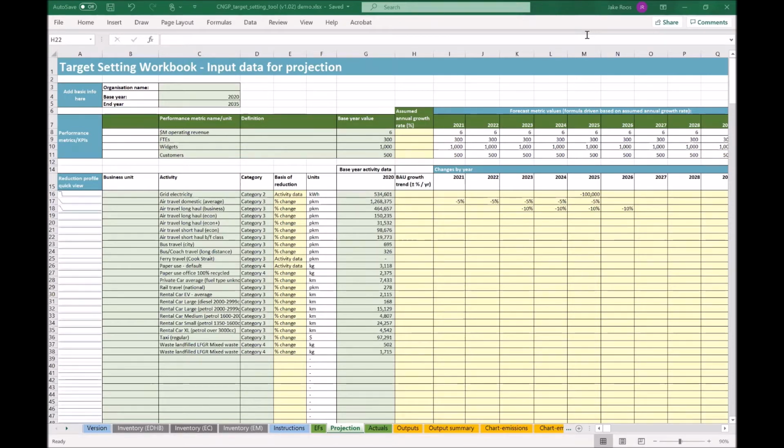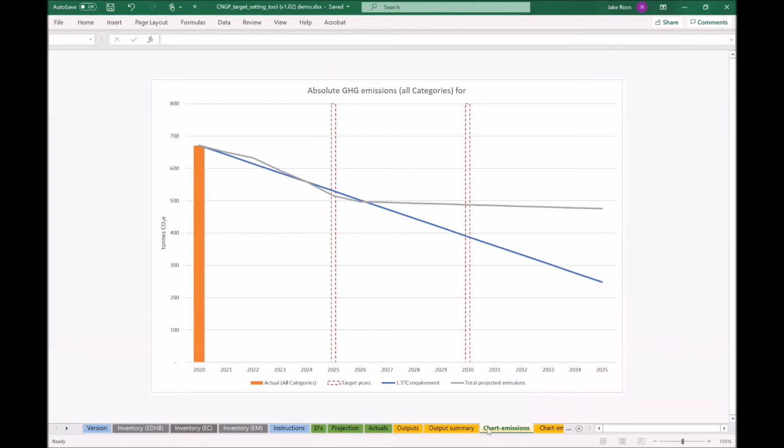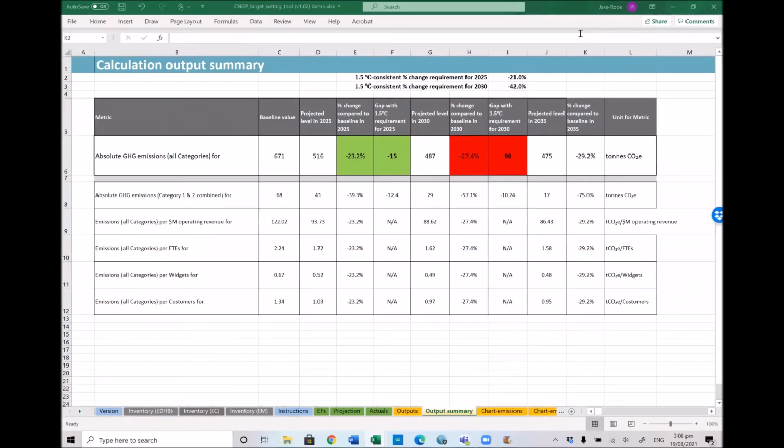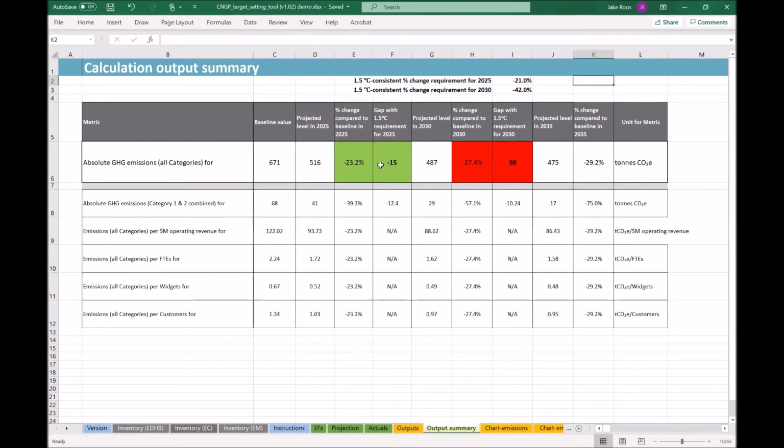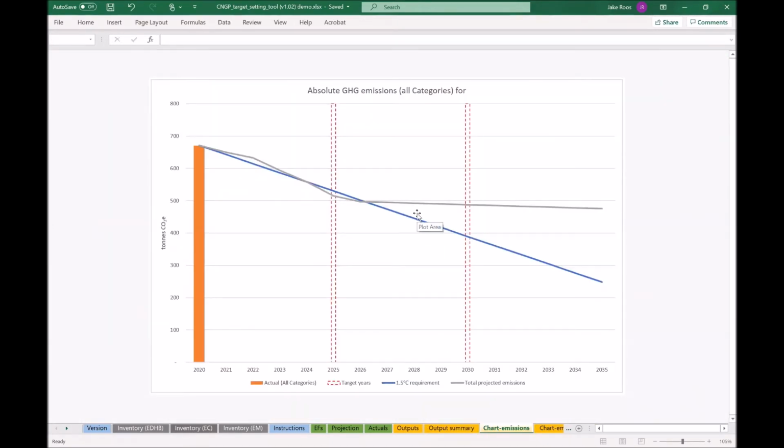Now I'm going to explain the 1.5 degree requirement target line, which appears on the graphs here, and also forms the basis of these green and red boxes, which are telling you about whether the projection that you've put into projection gets you to the 1.5 requirement level or not. So the origin of this line is the SBTI, Science-Based Targets Initiative Foundation document. And the research they did of possible future global carbon emissions pathways found that ones consistent with limiting warming to 1.5 degrees reduced on aggregate by 4.2% per year between 2020 and 2035. So that's exactly what is plotted on this graph here as the dark blue line.